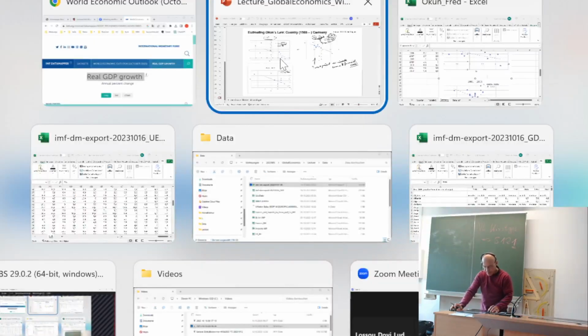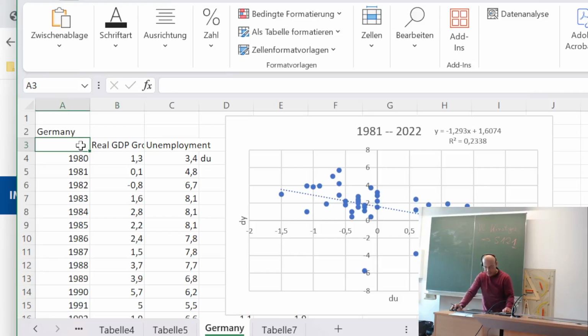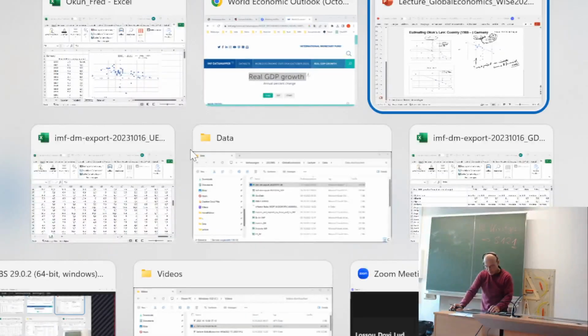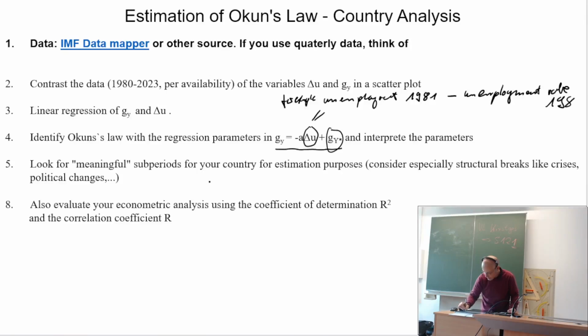Yes. So, from these IMF data, again, let's go in here. What you directly obtain from the IMF data mapper is the real growth rate of GDP, and you get the unemployment rate, but you use for your fit not the unemployment rate, but the change over year of the unemployment rate. So this is what I gave you here. This would be, for example, the unemployment rate in 1981 minus the unemployment rate in 1980.